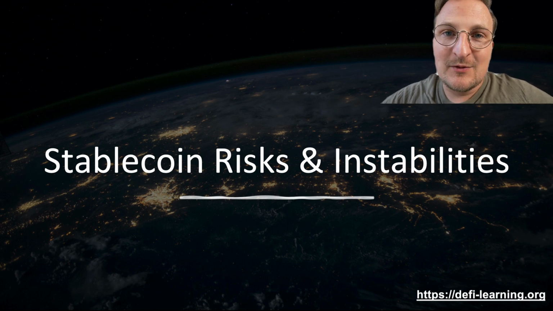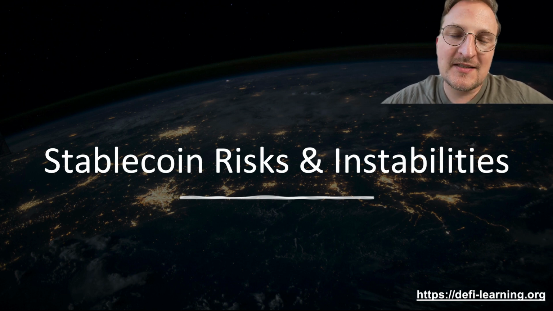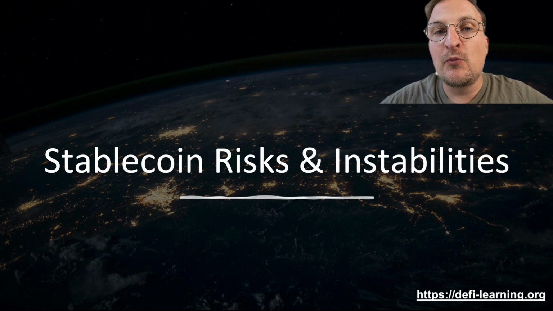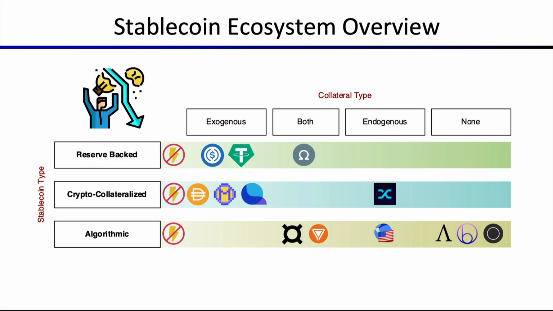So to wrap up the stablecoin lecture, we're gonna look at the risks and the instabilities of stablecoins more broadly speaking. So the stablecoin ecosystem overview here, as you have seen before, really shows many different types of stablecoin designs, and we're experiencing crashes and instabilities and depegs, so to speak, in all of them. Some are more severe than others, but we're gonna just briefly discuss the types of risks for stablecoins that exist.